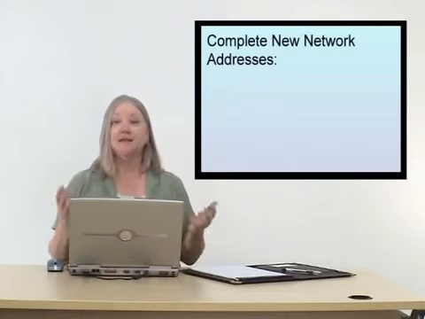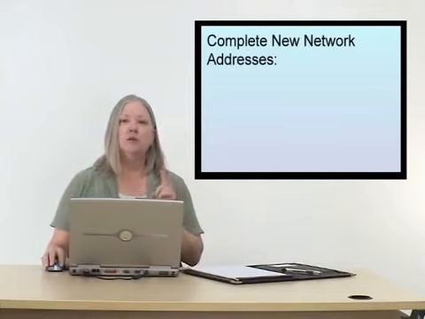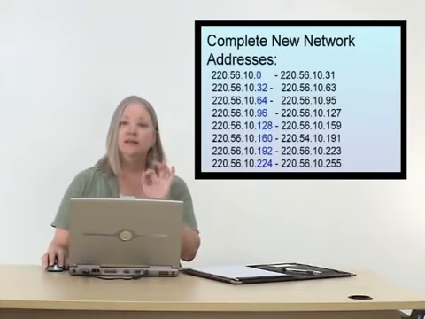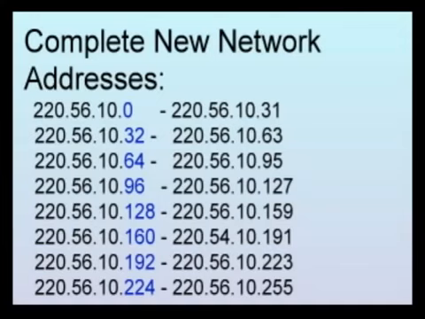All right, you're saying, I got a string of numbers. Now what do I do? We're going to take the TCP/IP address that we were given, and fill in these numbers that we've just come up with. So we're going to take 220.56.10.0, and our first range is going to end at 31. Second range, 220.56.10.32. That range is going to end at 63, then 64 to 95, like you see here. We've got our range of network addresses.